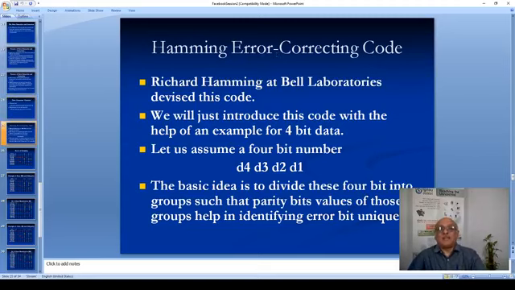Okay, so the Hamming error correction code was devised by Richard Hamming at Bell Laboratories. We will introduce this with the help of an example of 4-bit data. Let's assume 4-bit data, D4 to D1. The basic idea, and this is the most important part of this presentation about error detection, is to divide these 4 bits into groups such that the parity bit values of those groups help in identifying error bits uniquely.